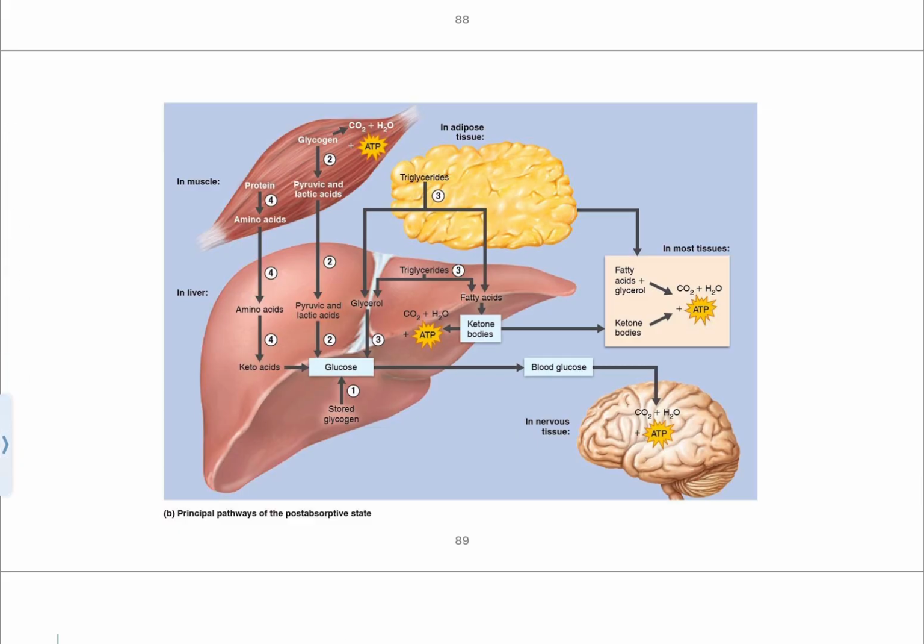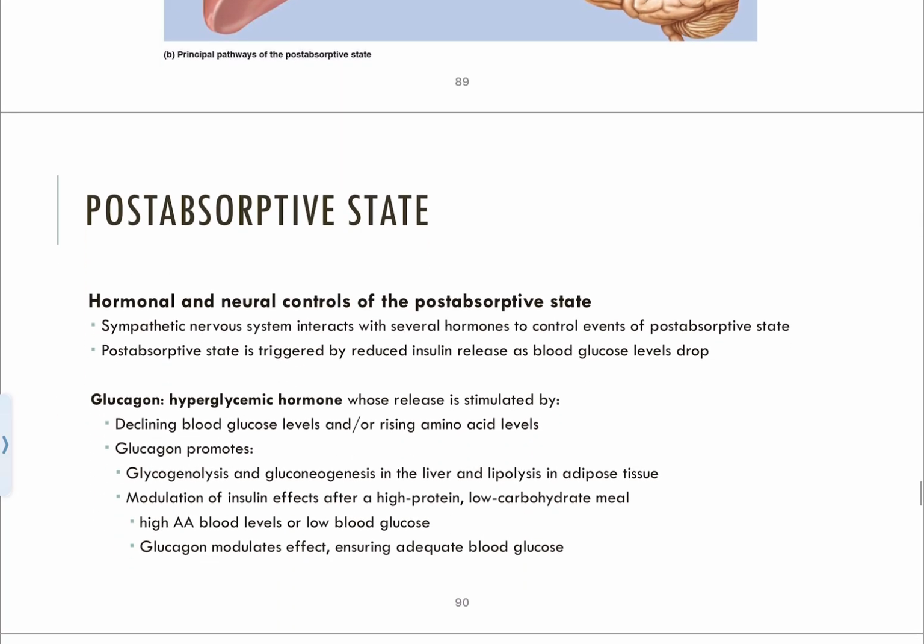And again, a nice illustration showing you the pathways and what's occurring in our muscle, our liver, our adipose tissue, along with our brain, which can only utilize glucose.